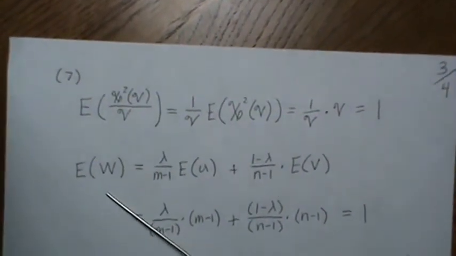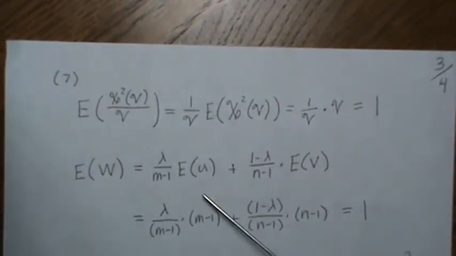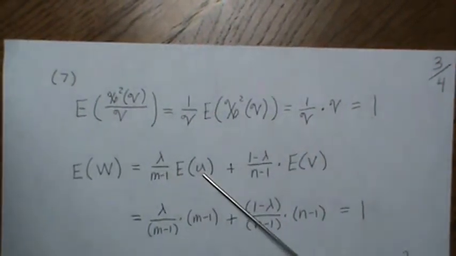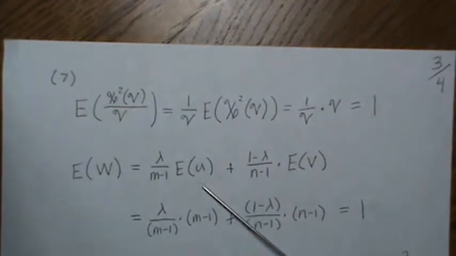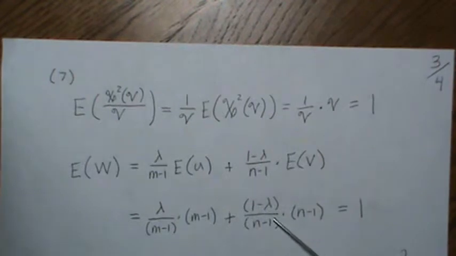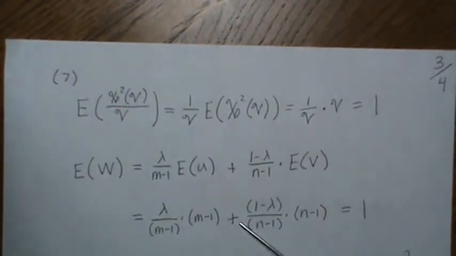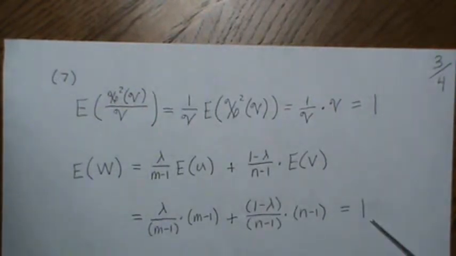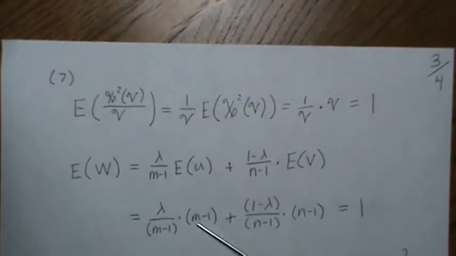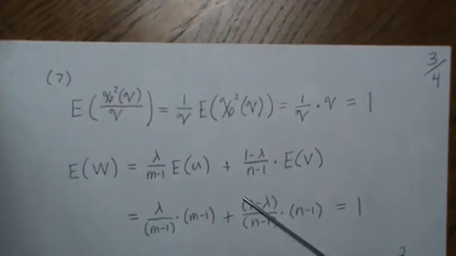Now let's do that with W. The way we rewrote W, we can take the expectation in, since it's a linear operator. This is a constant, and then this is a chi-squared with m minus 1 degrees of freedom, and this is a chi-squared with n minus 1 degrees of freedom. Those cancel, and we're left with lambda plus 1 minus lambda, which is 1. So actually the first moments agree. So the first moment acts like a chi-squared divided by its degrees of freedom.